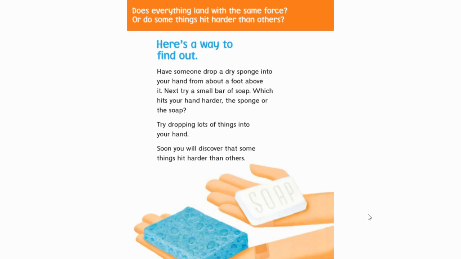Does everything land with the same force, or do some things hit harder than others? Here's a way to find out. Have someone drop a dry sponge onto your hand from about a foot above. Next, try a small bar of soap. Which hits your hand harder, the sponge or the soap? Try dropping lots of things into your hand. Soon you will discover that some things hit harder than others.